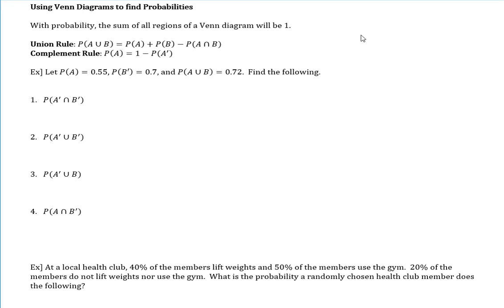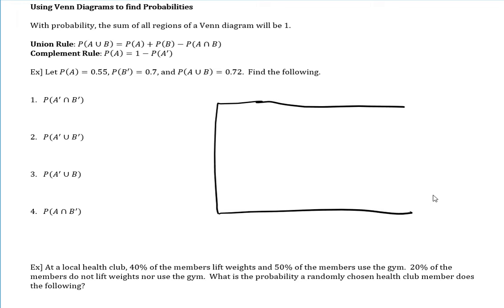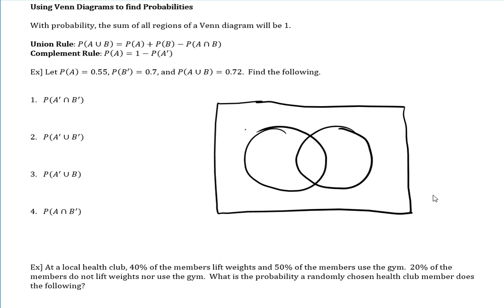One other thing that I didn't say: the sum of all the regions of the Venn diagram will always be 1, because that would be all of the different probabilities added up. So as soon as you see random probabilities given, it's a good idea to make your Venn diagram rectangle, give yourself plenty of space, and then I see 2 letters. So I would have 2 circles drawn out. There's my A, there's my B, and that's my universe.